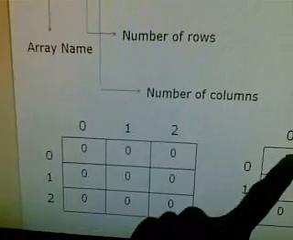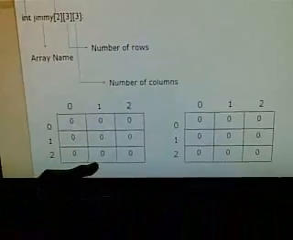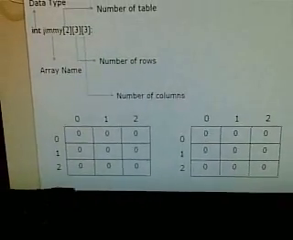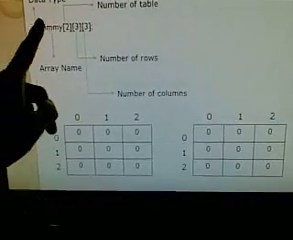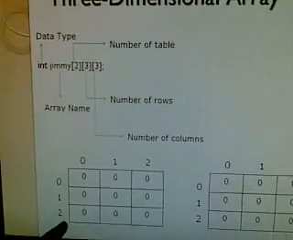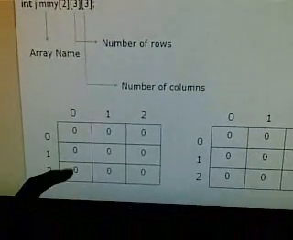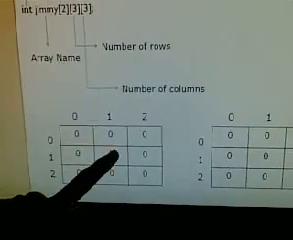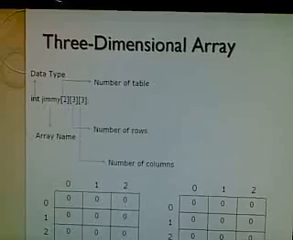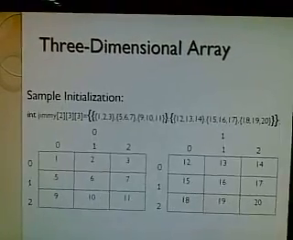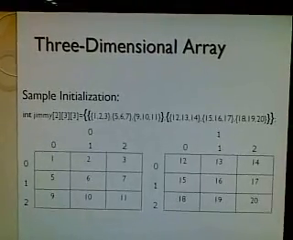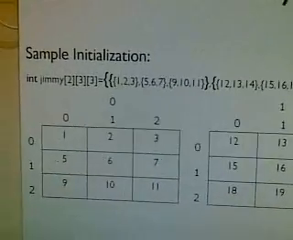This is the representation of that array. The name of the array is jimmy. The default value of an integer is 0. Sample initialization of a three-dimensional array.